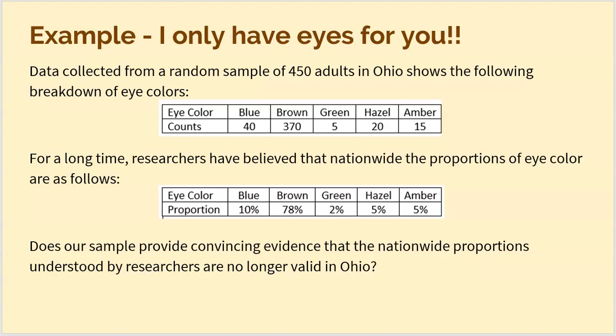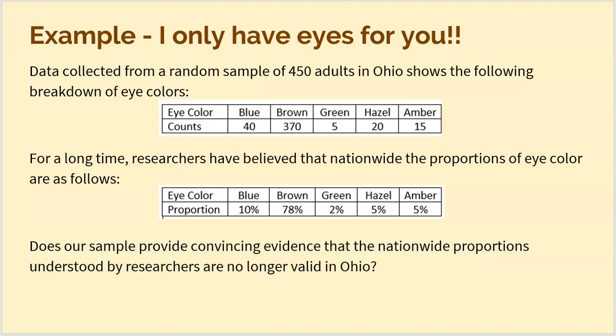So here's an example called I Only Have Eyes for You. Data from a random sample of 450 adults in Ohio shows the following breakdown of eye color. So notice one categorical variable, eye color, many different categories. I see counted data. 370 people were counted to have brown eyes. 5 people were counted to have green eyes. There's only one categorical variable. I don't see 2 or 3. I don't see gender. I don't see high school, middle school. I don't see US versus Canada. I see just eye color. One sample, eye color. All signs that are pointing to a goodness of fit test.